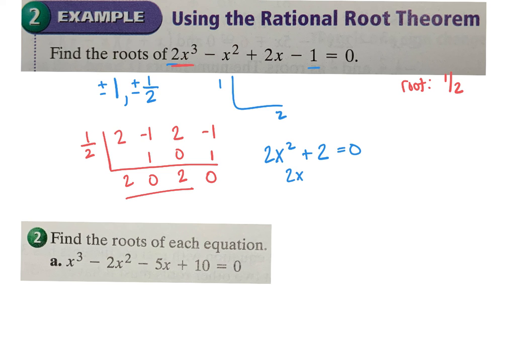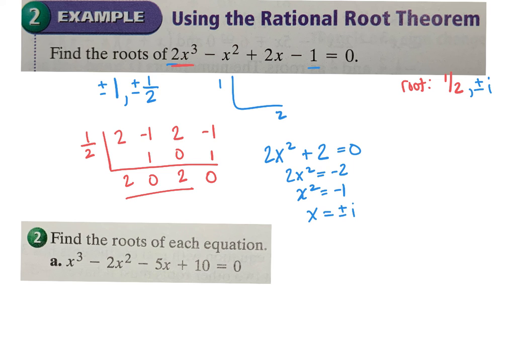We're going to get 2x squared equals negative 2. Divide by 2, x squared equals negative 1. Take the square root. What is the square root of negative 1? i. And because it is, we're going to say positive or negative i. So my other roots are positive and negative i, correct? So I have a root of 1/2 and a root of positive and negative i.